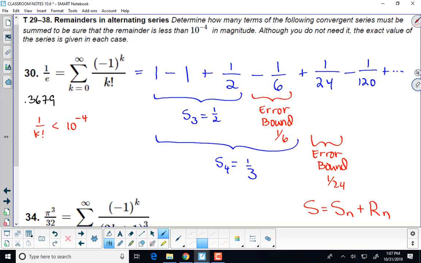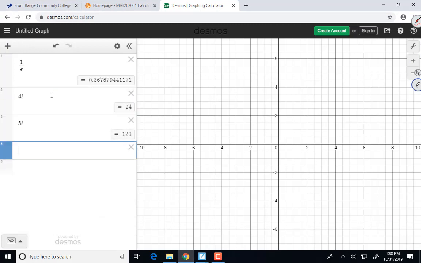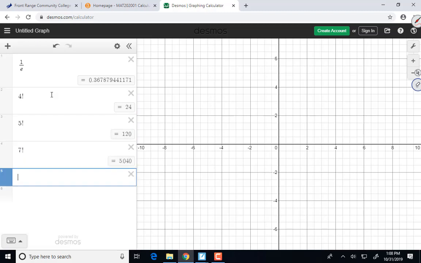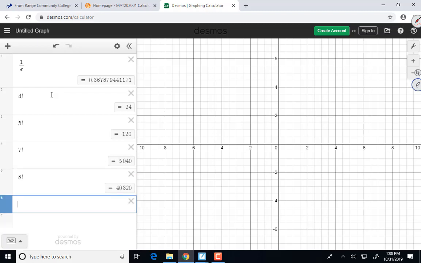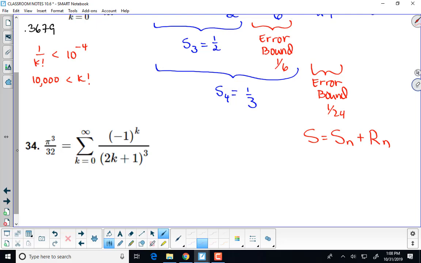So let's do it. We multiply both sides by 10 to the fourth, that's 10,000, and multiply both sides by k factorial. So we want to know what is the first k value that gives us a k factorial bigger than 10,000. So if we come in here, let's try 4 factorial, 5 factorial. They start growing pretty fast. Let's try 7 factorial, 8 factorial. That jumps a ton, huh, from 7 to 8 factorial. 7 factorial is 5,000-ish, 8 factorial, 40,000-ish. So the first k value that takes us over the limit is k equals 8.